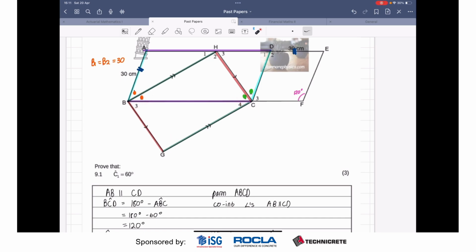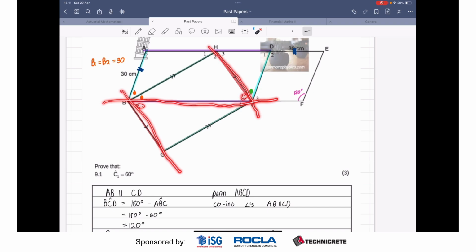And I can do that because this line is parallel to this line, then this BC that's joining them. This angle B2 must be equal to this angle C4 because of alternate angles. And then similarly, since HC is parallel to BG and there's this line joining them, then this C1 must be equal to this B3 because of alternate angles again.